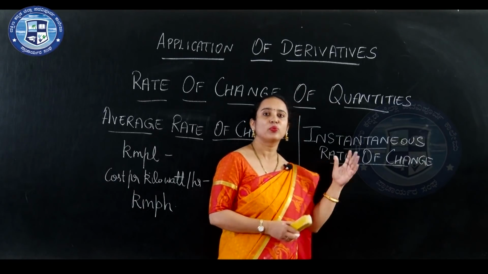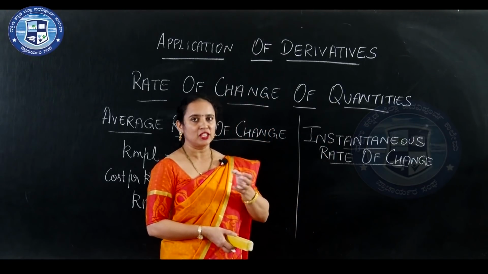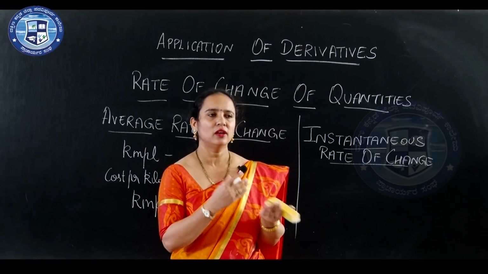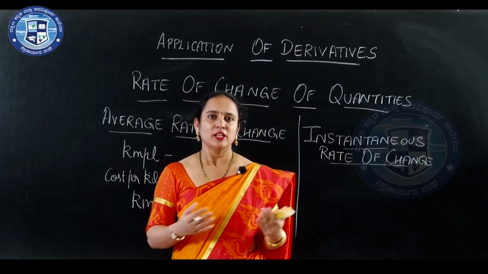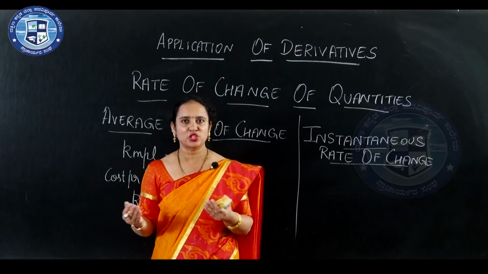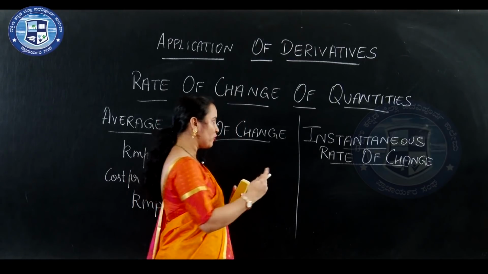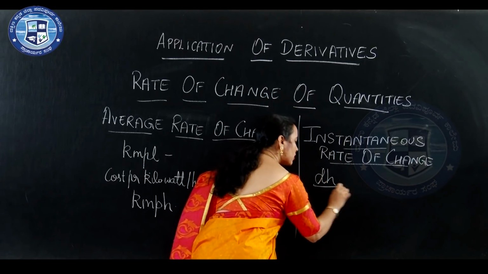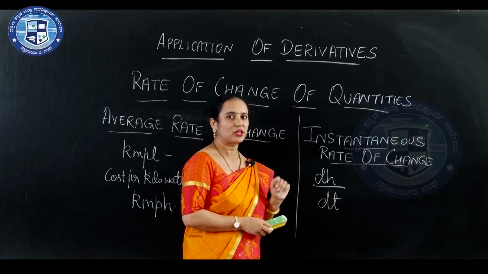Instantaneous rate of change, the very term says it is the rate of change at that particular instant or rate of change at a given moment. For example, growth of a child, height of a child depends on his age. So, height of a child keeps on increasing with respect to the time, age, or we say it as time. So, there is a growth with respect to the time. So, height of the child, change in height, we will write it as dh, with respect to time is dt.